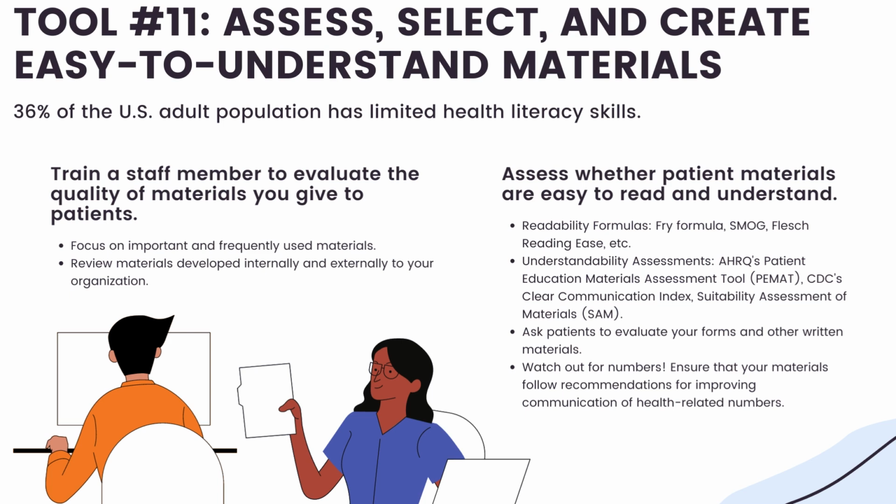Tool number 11 is assessing, selecting, and creating easy to understand materials. The first step is to identify key members to join. Practices often ask patients to fill out forms or provide them with written materials to read. With 36% of the US adult population having limited health literacy skills, it is likely that many of your patients don't understand all of the written materials they receive. Assessing, selecting, and creating easy to understand forms and educational materials can help you improve patient comprehension.